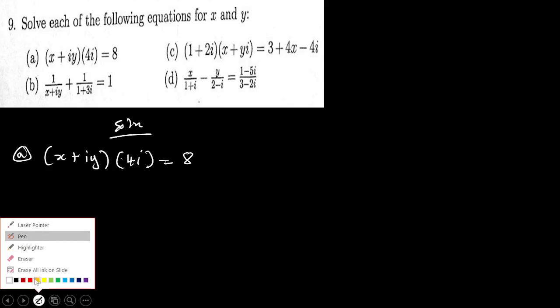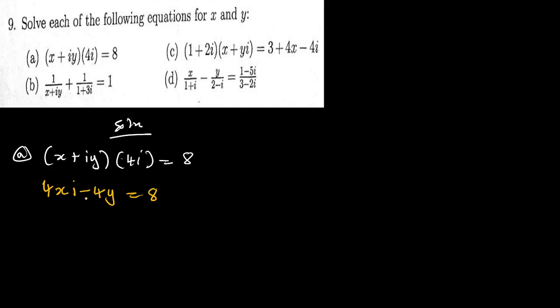Solve each of the following. So I'll write solution. Solve each of the following equations for x and y. So I'll start with A. You have x plus iy, and then you are multiplying it with 4i, which should be equal to 8. So you say 4i times that is going to be 4xi, and then 4i times iy, i squared is negative 1, so negative 4y. It's simply equal to 8.